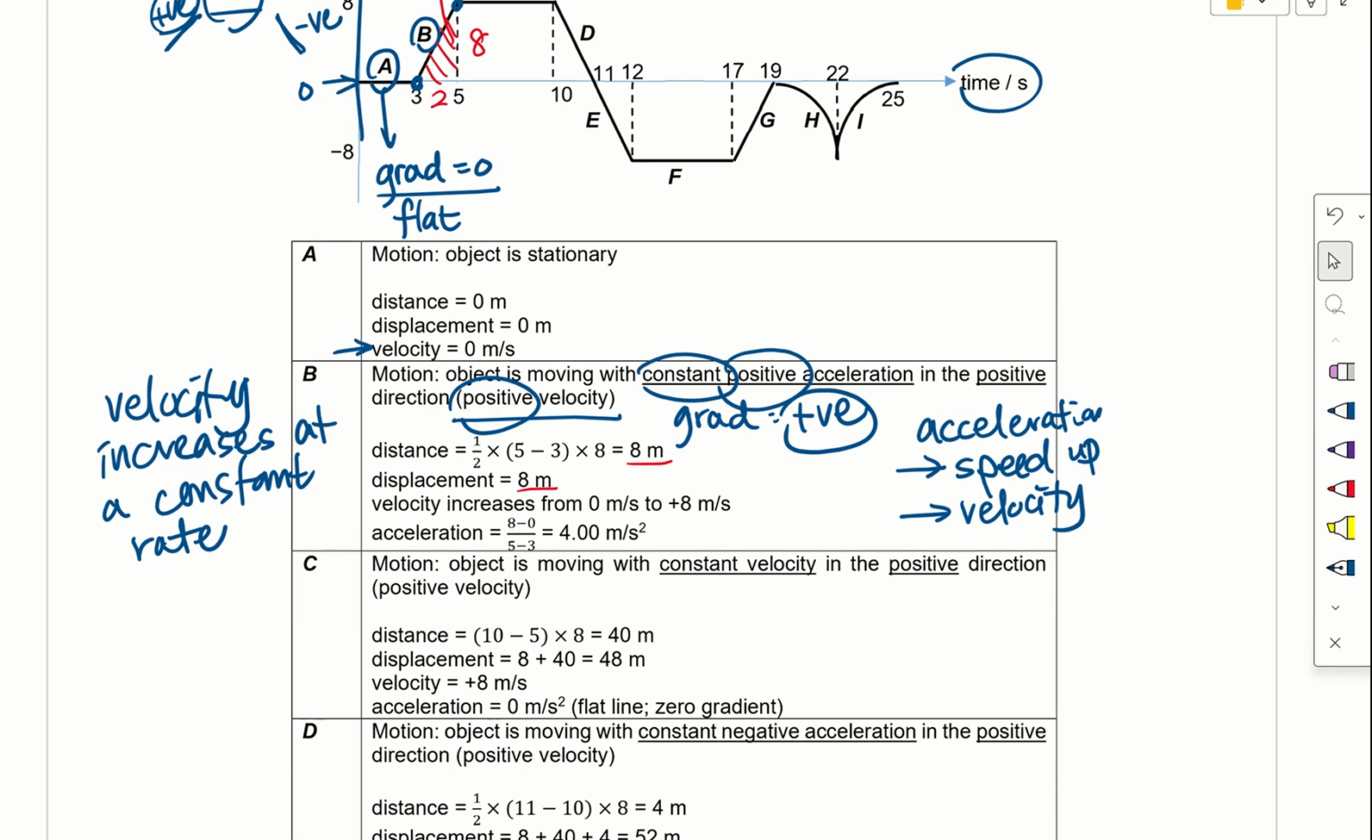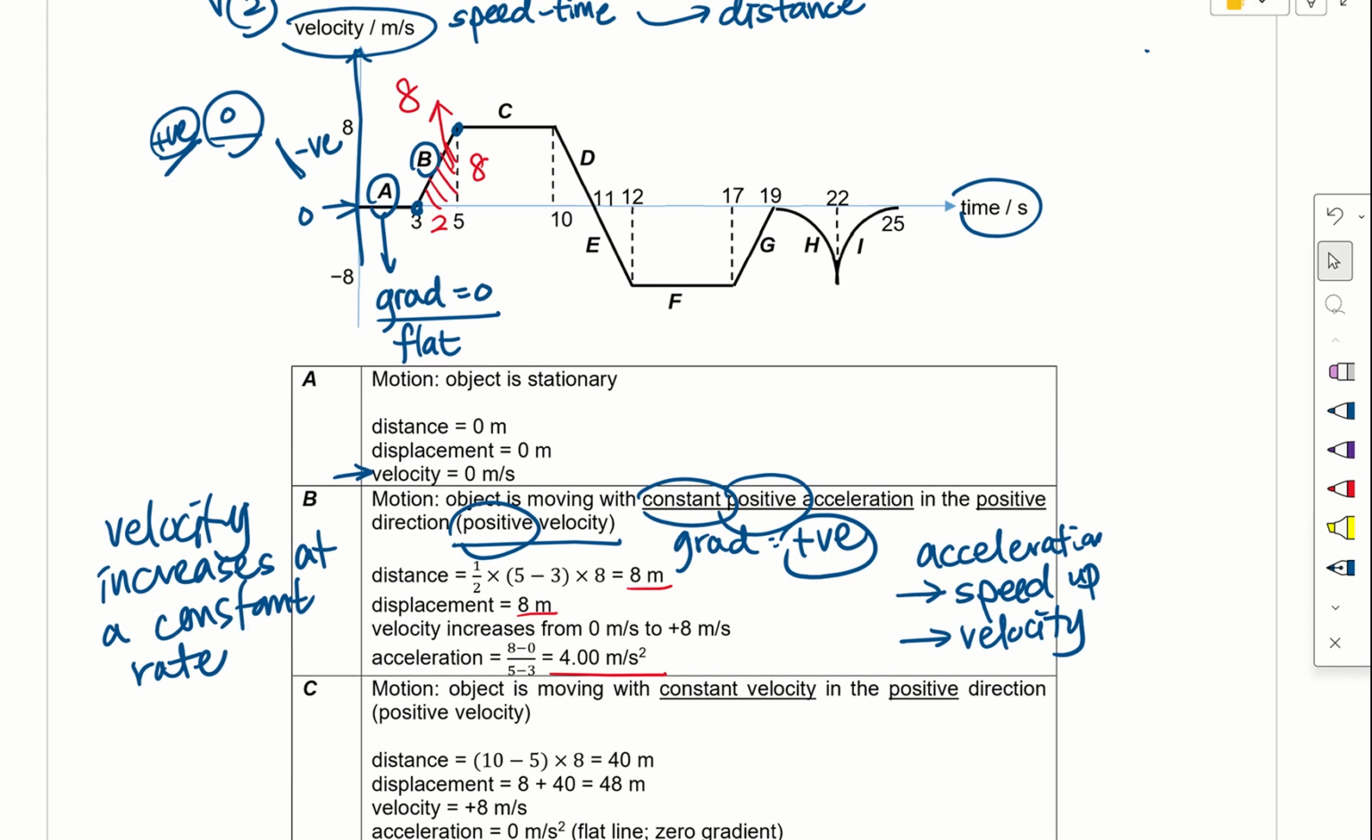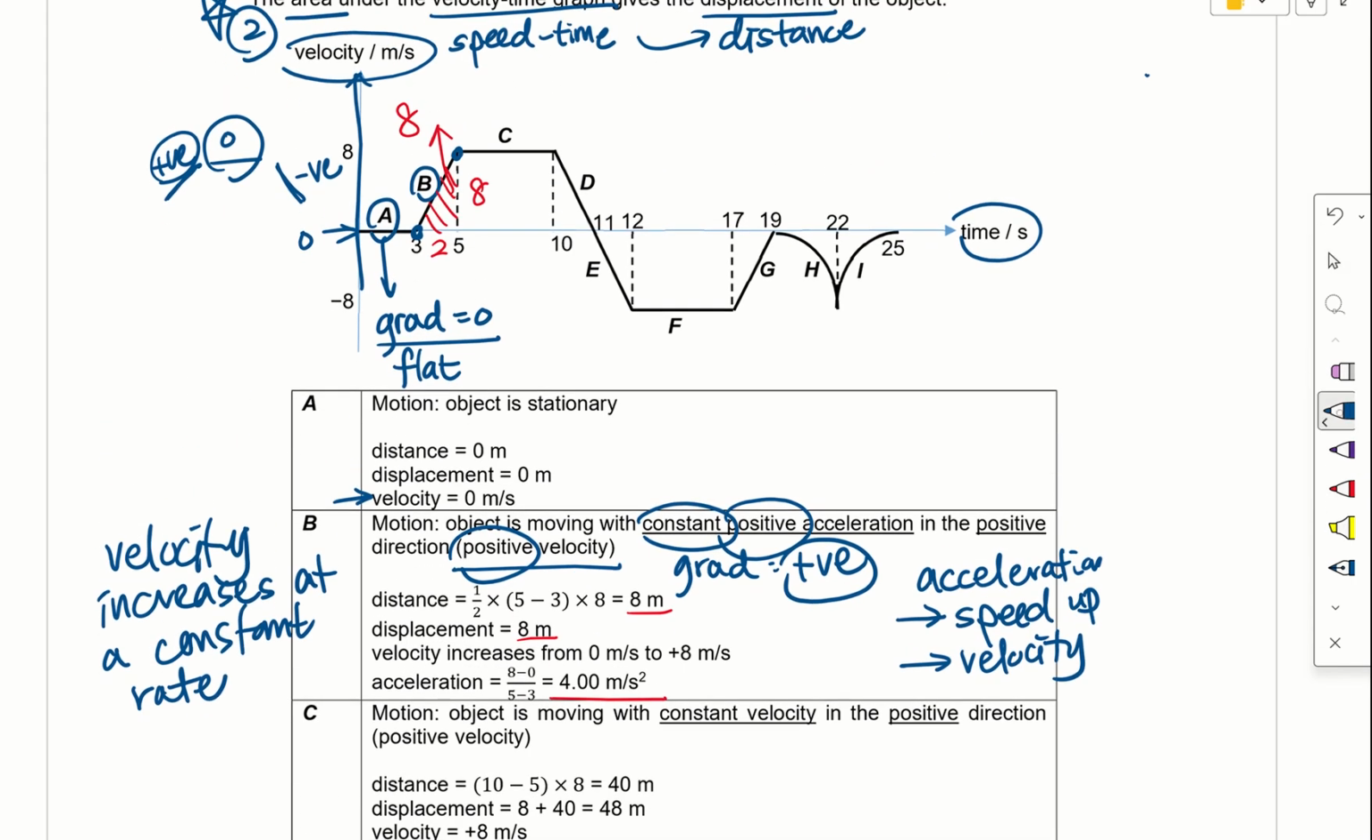Okay, so you can in fact also calculate the acceleration, right? Because this is a constant acceleration. So it's 4 meters per second squared. Now we look at C. Okay, let's examine the gradient.